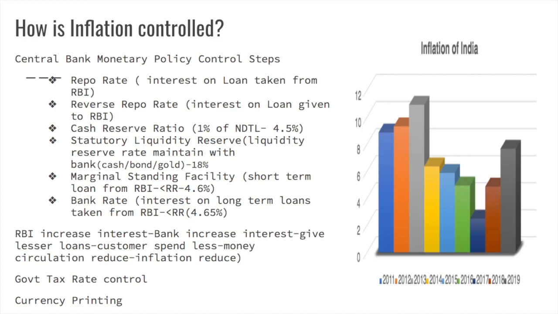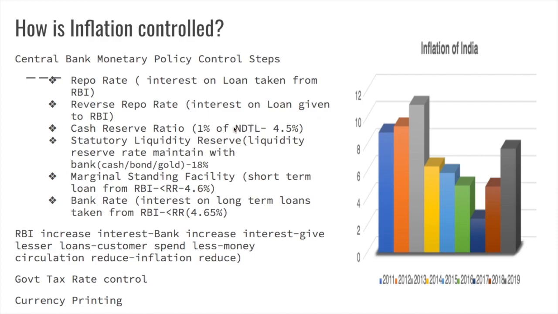So 1% of the net demand and time liabilities, that is NDTL, of the bank. Net demand and time liabilities of the bank means banks will have money in their savings accounts and FDs, right? Time is FD, demand is savings account. So these are the liabilities that have to be given back to the customers any time or within a time, right? They have collected money from the customers, so instead of giving loans, banks will collect money from the customers as FD or savings, and then give an interest for that, right? And whenever the customer wants, they will take their money back.